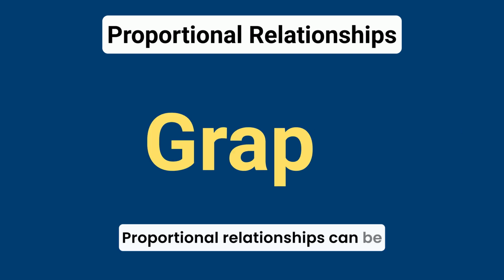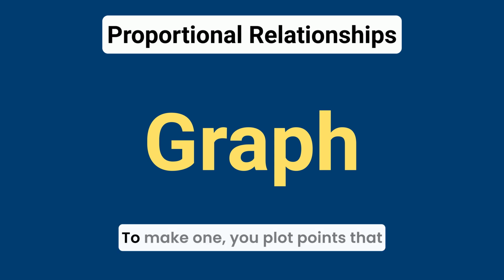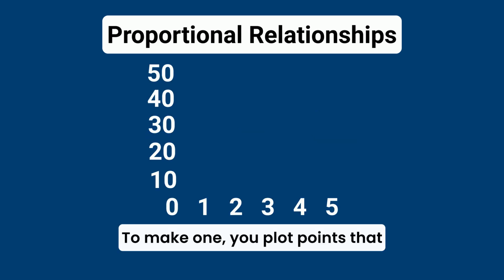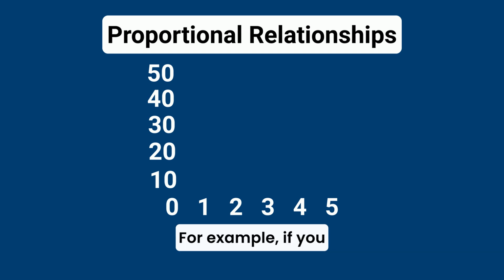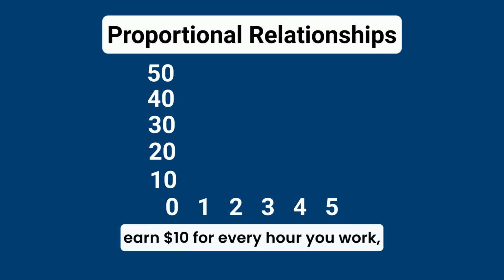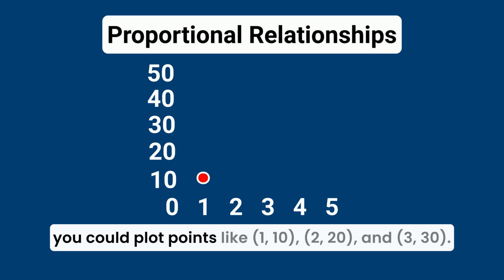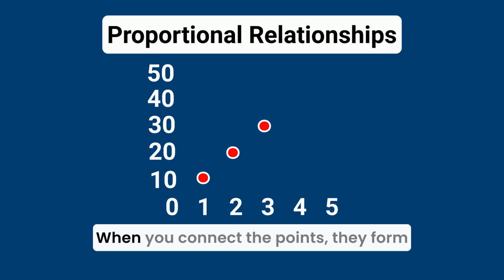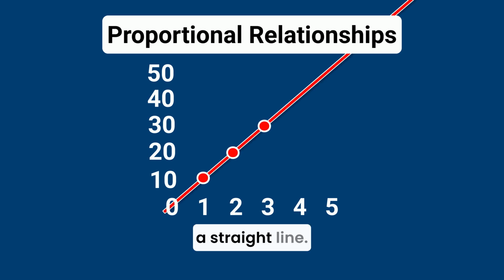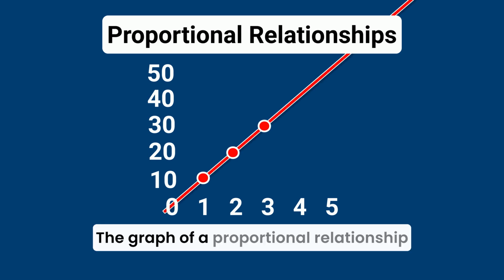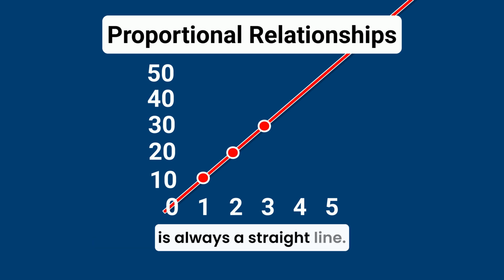Proportional relationships can be shown on a graph. To make one, you plot points that match the values in the relationship. For example, if you earn $10 for every hour you work, you could plot points like 1 and 10, 2 and 20, and 3 and 30. When you connect the points, they form a straight line. The graph of a proportional relationship is always a straight line.